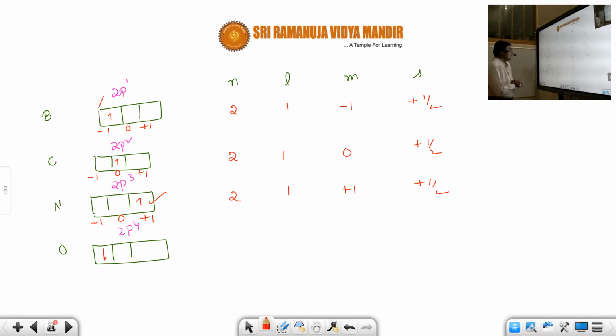I hope you are very clear. Now 2p4, oxygen: 2, 1, and the orientation is minus 1, and it is minus half because here the spin is anti-clockwise. I hope you understood.